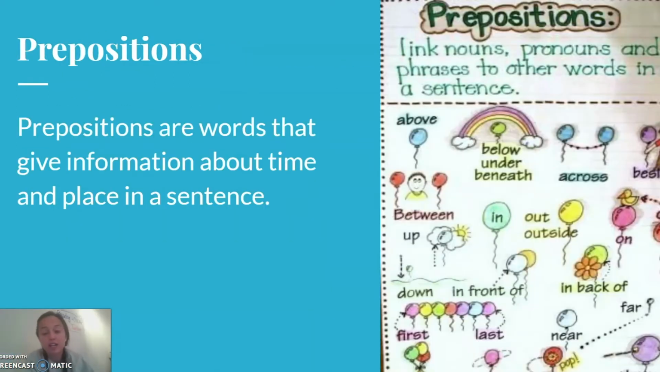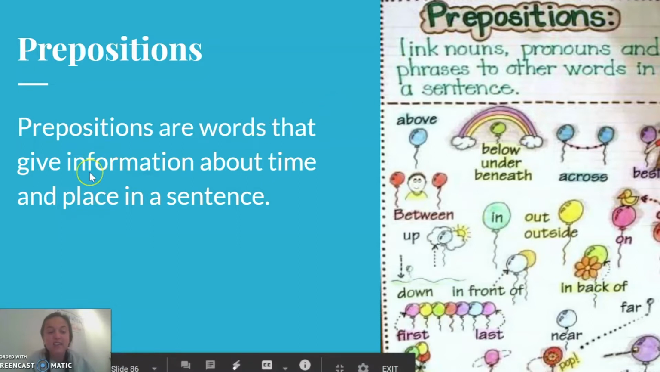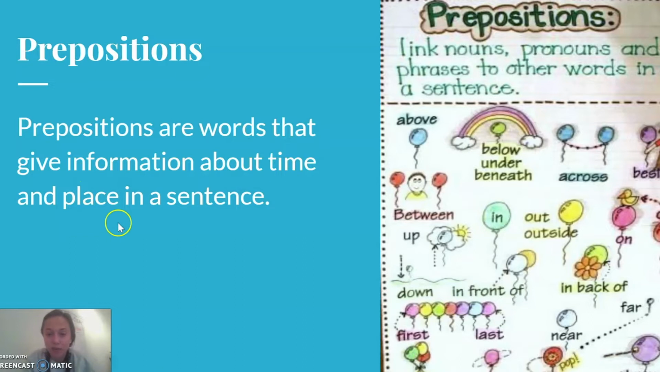This week we've been talking about prepositions. Prepositions are words that give information about time and place. Let's look at this poster to see prepositions. Prepositions link nouns, pronouns, and phrases. They're linking words, like this one, above. Look at where the balloon is. Below, under, beneath. These are all prepositions.